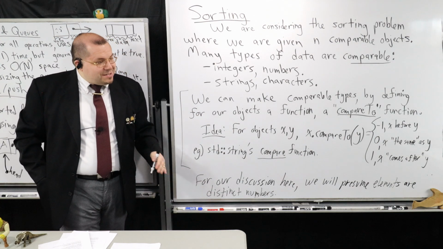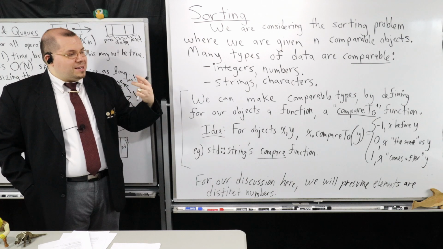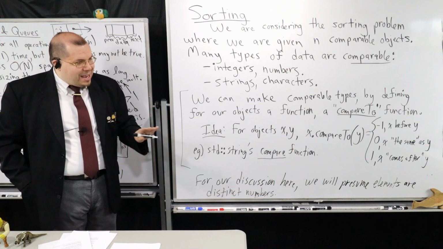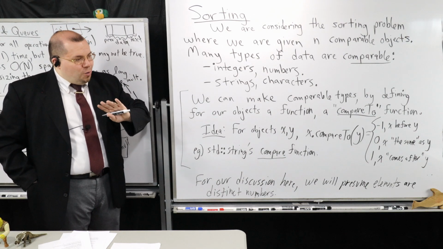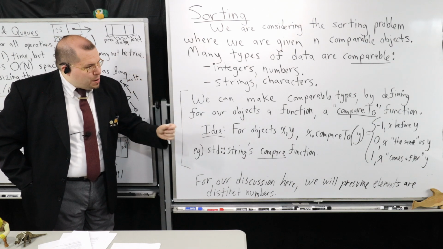For our discussions here, just for the sake of brevity, in all my examples I'm going to be using numbers, and I'm going to assume that the numbers are distinct. They do not affect the algorithms, just to be very clear. The algorithms I'm going to give you all operate correctly no matter what, as long as they're comparable objects.